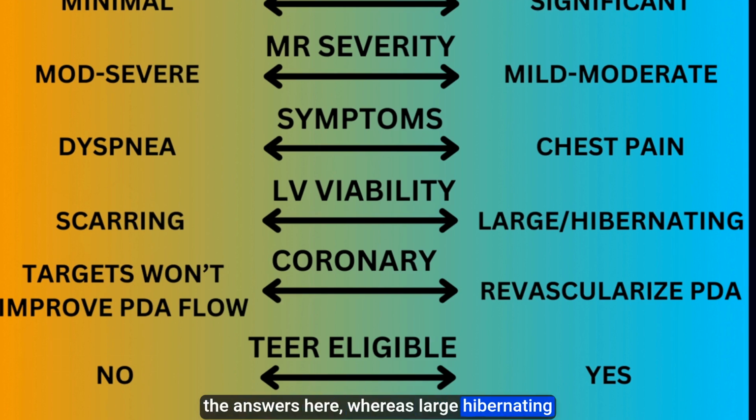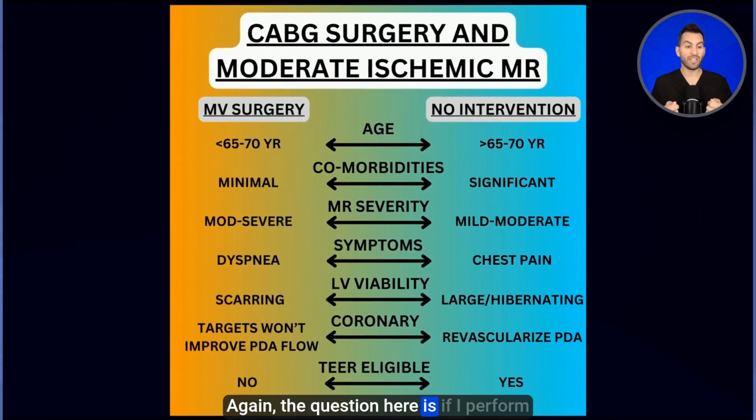Large hibernating myocardium that is revascularized may result in greater improvement in MR as opposed to very scarred and akinetic myocardium. Again, the question here is, if I perform the CABG, will the MR improve on its own? And a very scarred myocardium gives a lower likelihood of that.